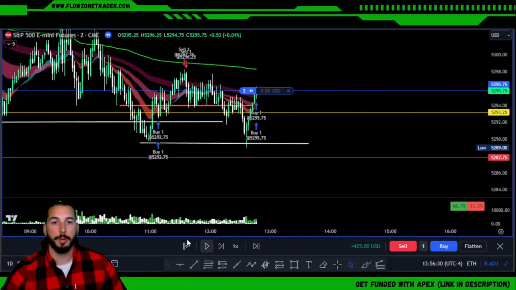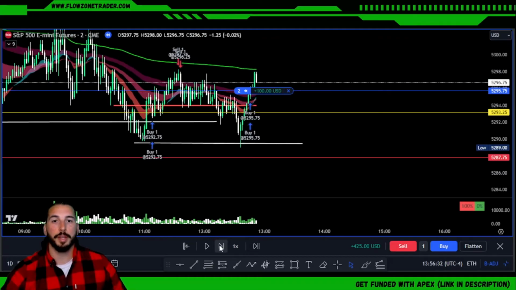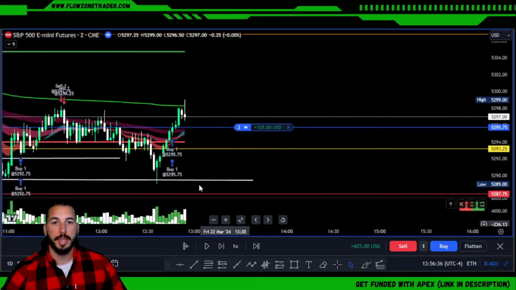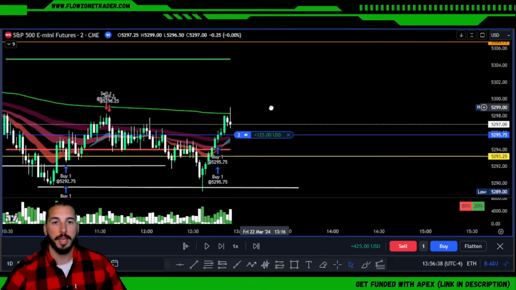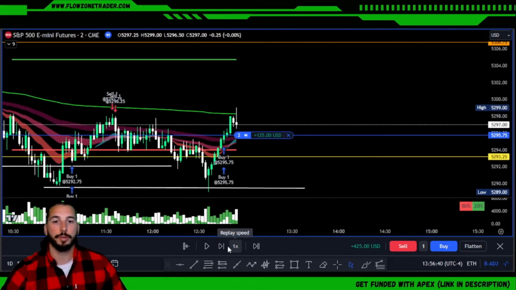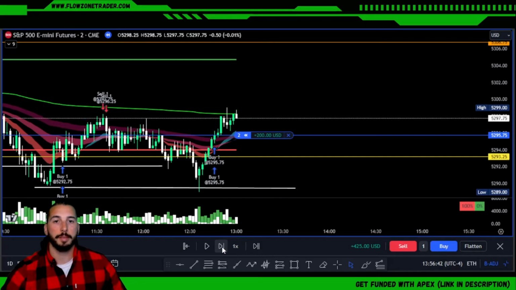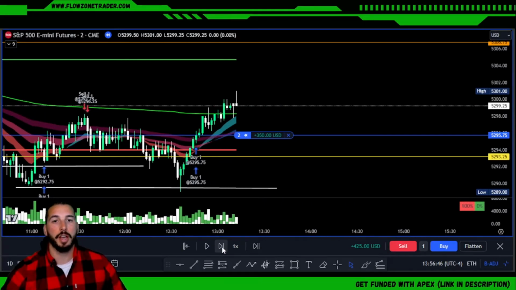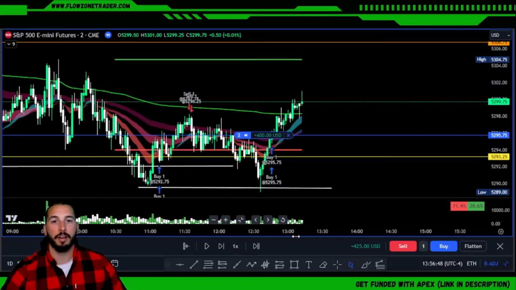There's my first pullback afterwards. And now I'm going to see if the flow zones will support it. So the flow zones are the EMAs, right? These EMAs right here, I'm looking for them to support my price action now. Dipping back down, holding flow zones. Now we've got the expansion above VWAP. VWAP is that lime green line.